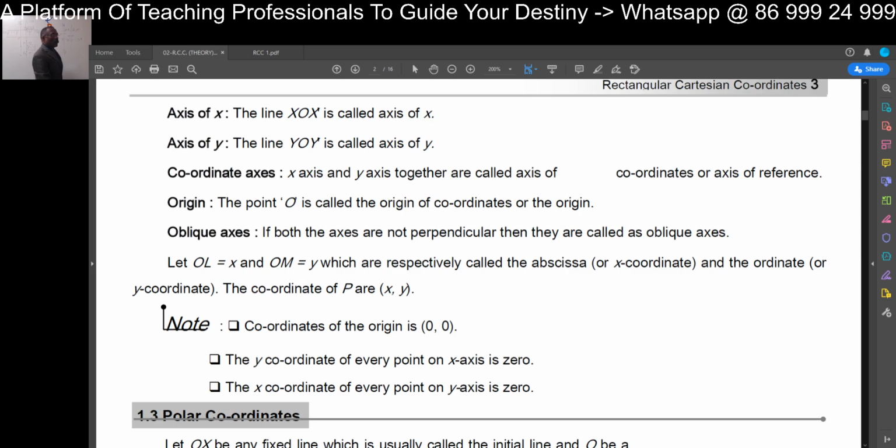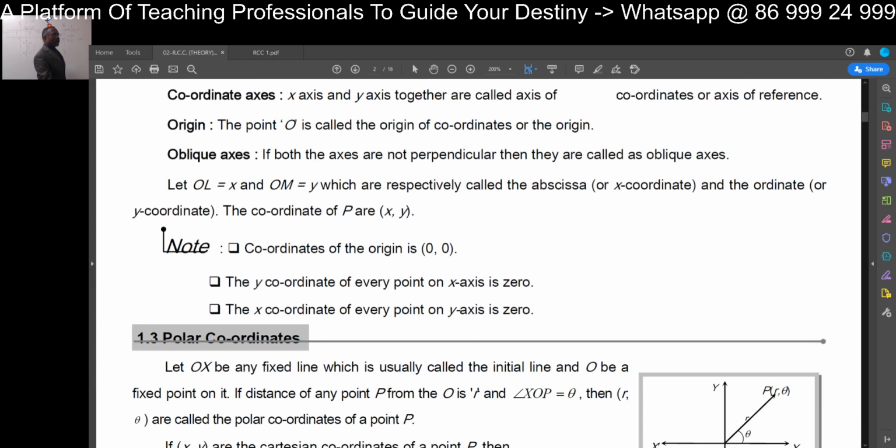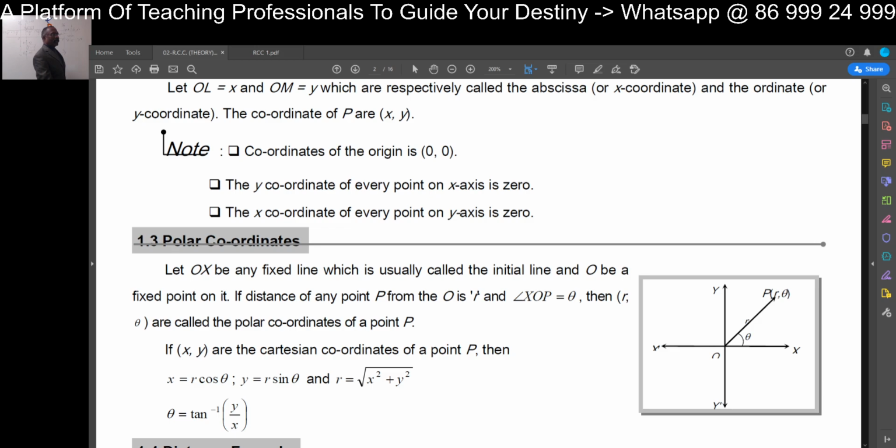Oblique axis, if both axes are not perpendicular, then they are called as oblique axis. In some cases you may be getting this oblique axis, means if you get that word you must know the meaning of it. Okay, so that's what is given. The y coordinate of every point on x-axis is 0. The x coordinate of every point on y-axis is 0.